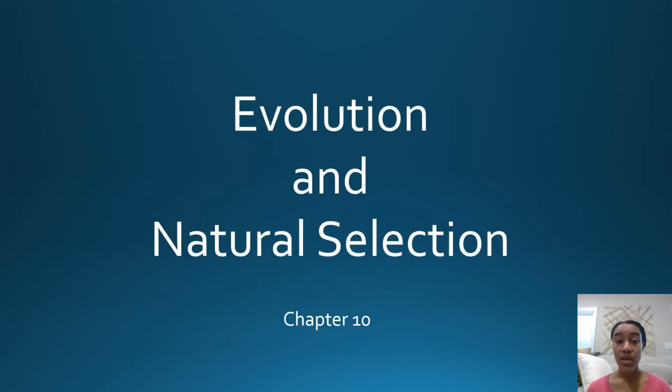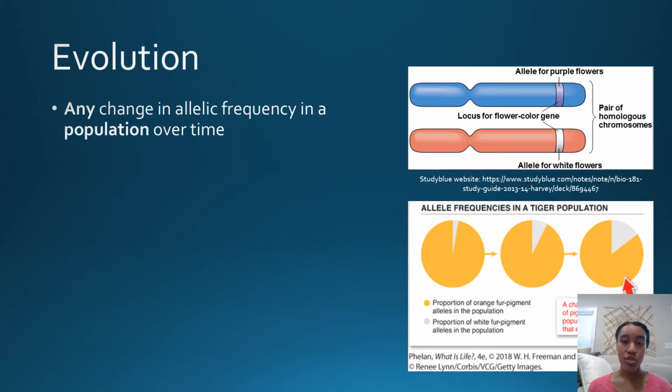All right, with that said, we're going to move into our actual content for the first batch of content for this week, which is chapter 10, talking about evolution and natural selection. So what is evolution? Evolution is any change in allelic frequency in a population over time, okay?